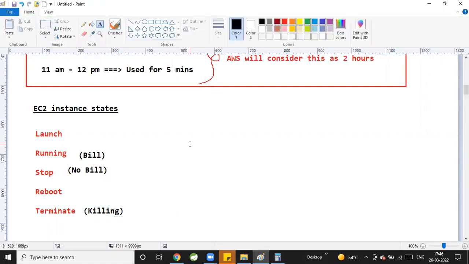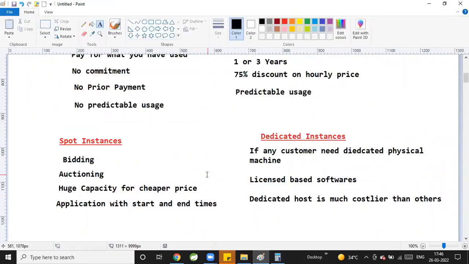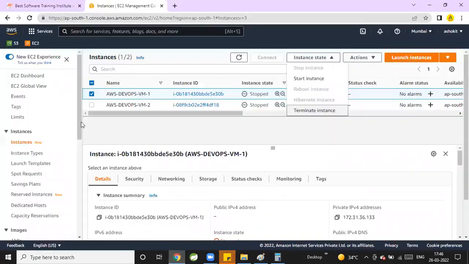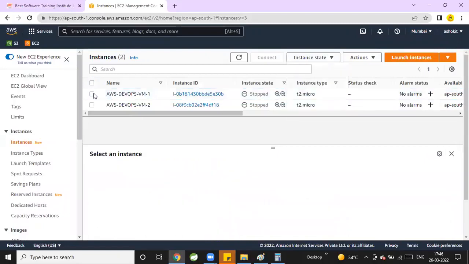Are you guys able to understand this? Instance states and instance types. On-demand instances, reserved instances, spot instances, dedicated host instances. Now guys, can you see here in the EC2 UI, you can find out all these details. Now, I have created two instances already.